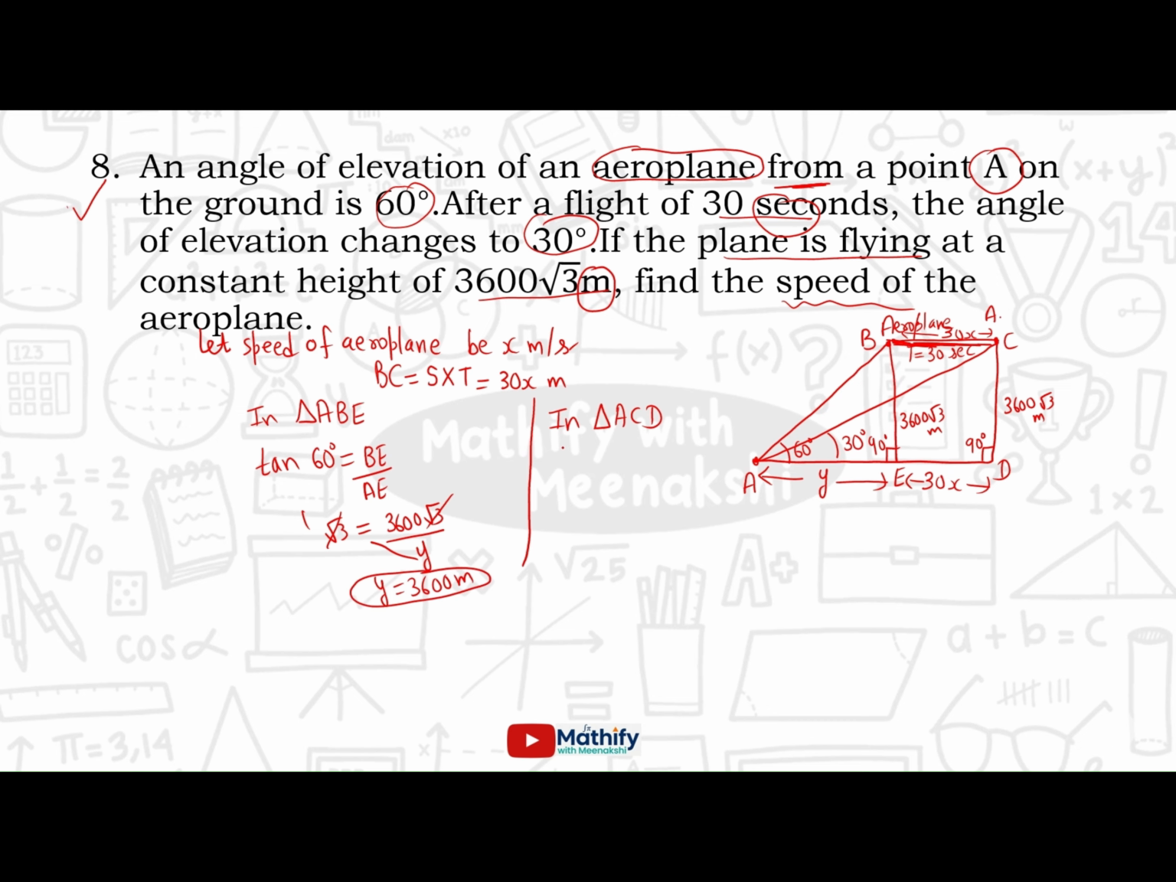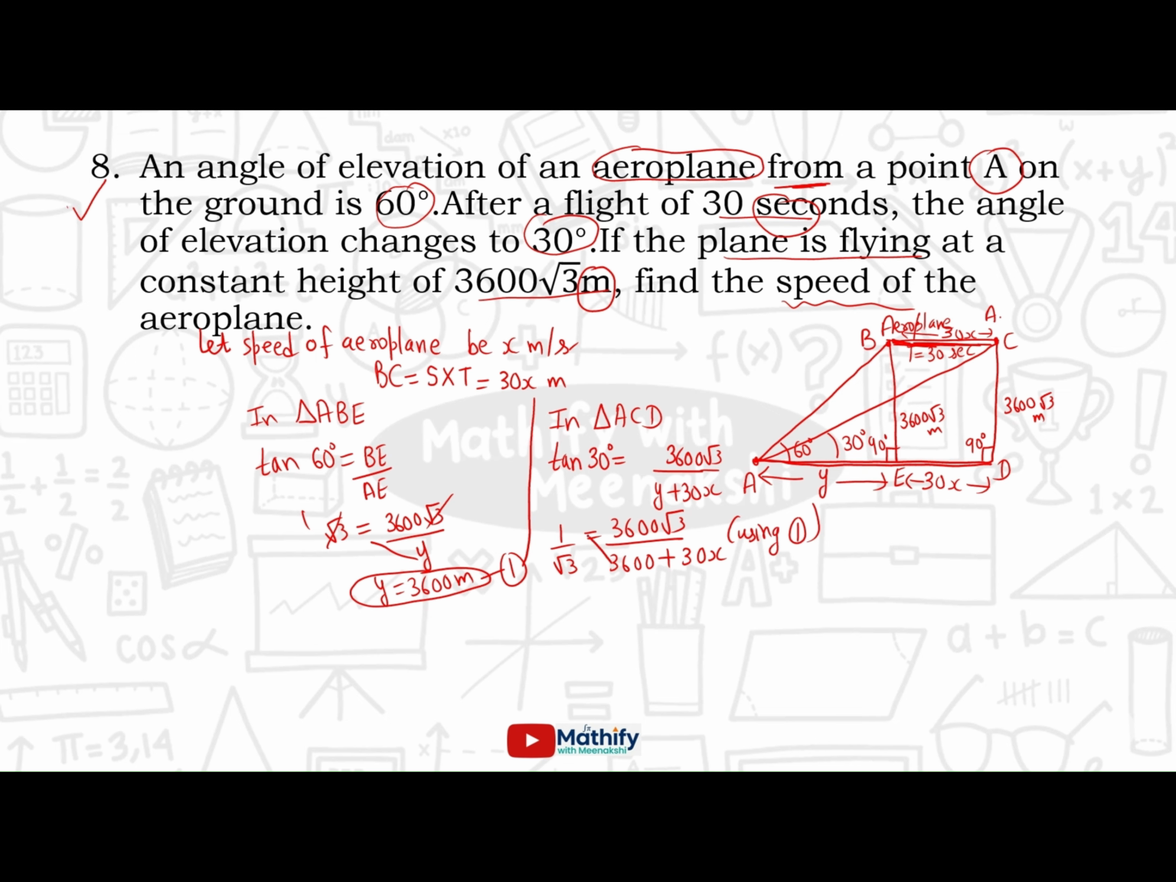Now let's move to triangle ACD. In triangle ACD, we have tan 30 degree, P by B. Again, perpendicular was 3600 root 3. And base, this time your base is full: y plus 30x. Just put the value of y. Value of y is 3600, so the base is 3600 plus 30x. And what is tan 30? That's 1 by root 3.